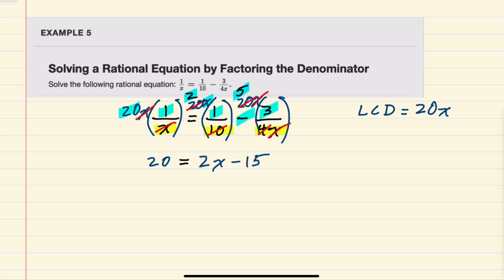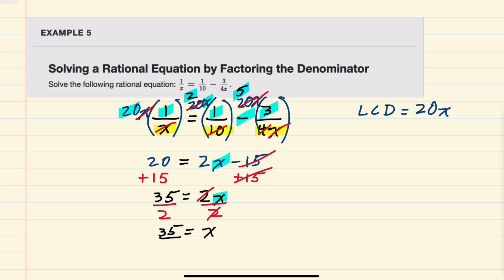Now that we have a simplified equation, I can solve for x much easier. We can move that minus 15 to the other side by adding 15 to both sides of the equation. Canceling on the right, we now have 2x on the right-hand side and 20 plus 15, 35 on the left-hand side. To finish solving for x, we can divide by 2 on both sides to cancel those 2's, leaving me with x equals 35 over 2.